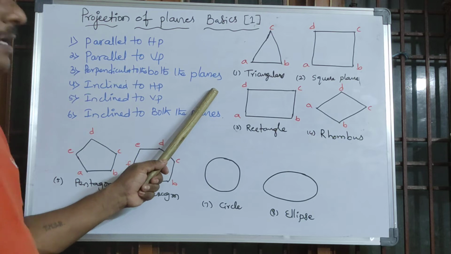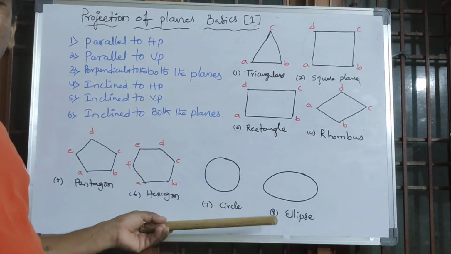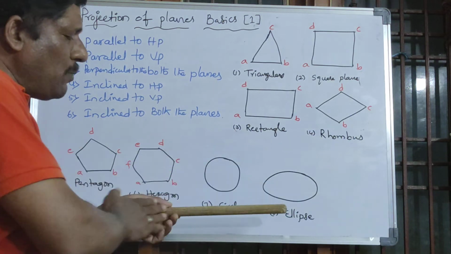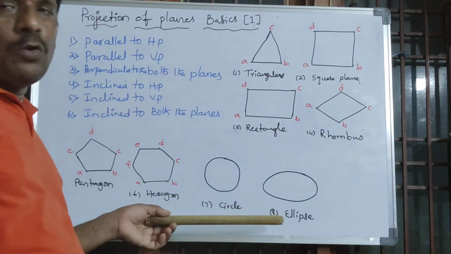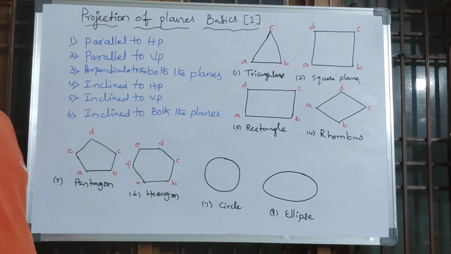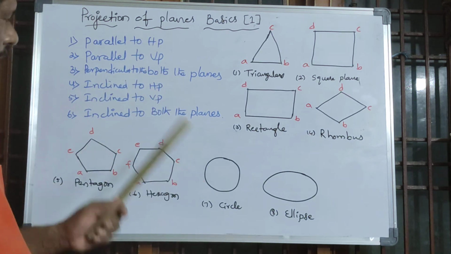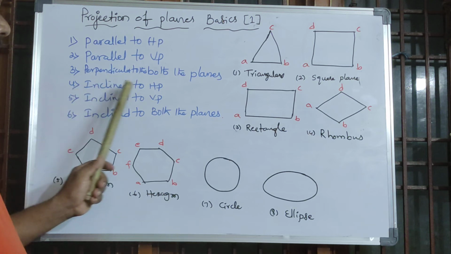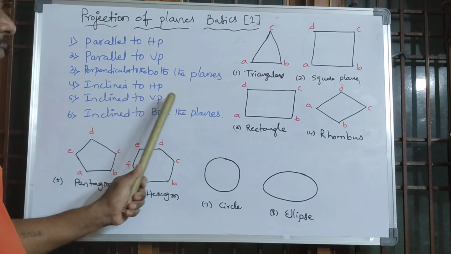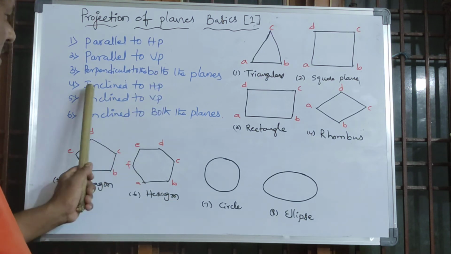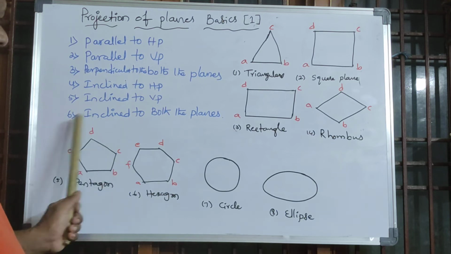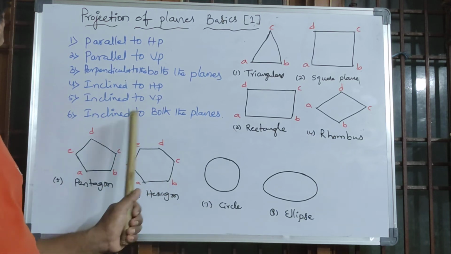In lines, when the line is parallel to both the planes, from the front view the full length is visible, and from the top view the full length is visible. But in planes, it is possible only perpendicular, so I will show that position. Next is inclined to HP, inclined to the horizontal plane, and inclined to the vertical plane, meaning the angle made with HP and the angle made with VP. And here, inclined to both the planes means the angle made with HP and VP.